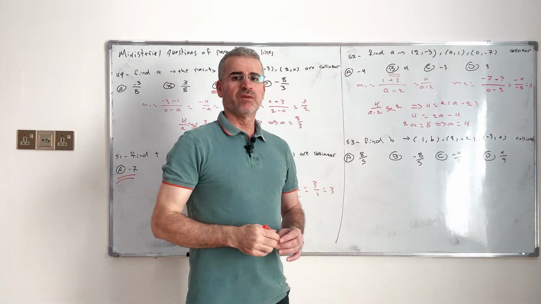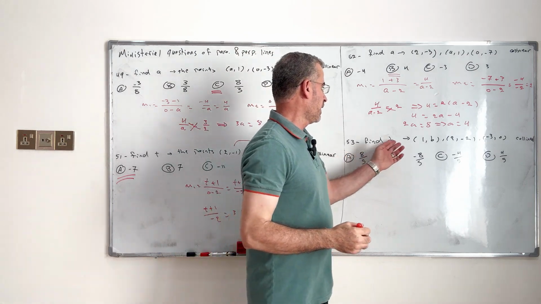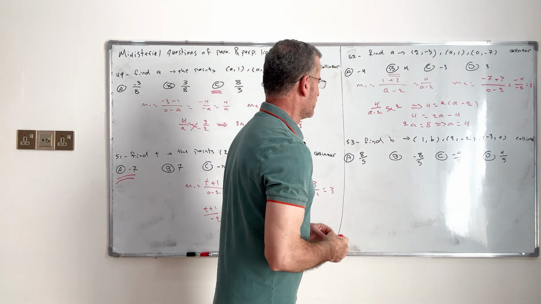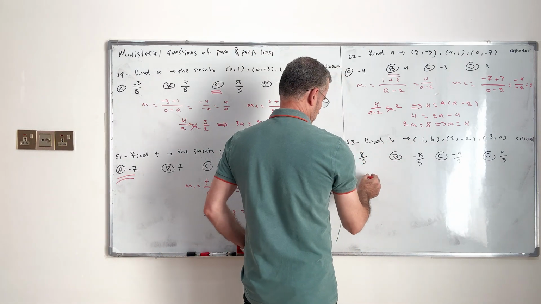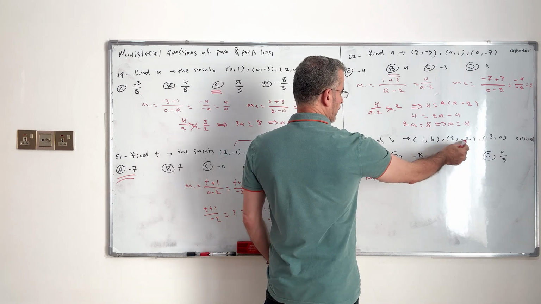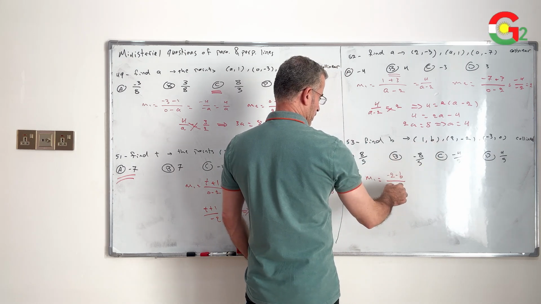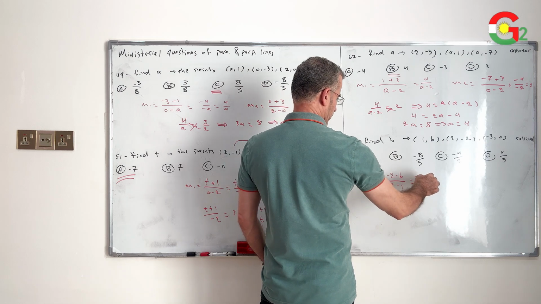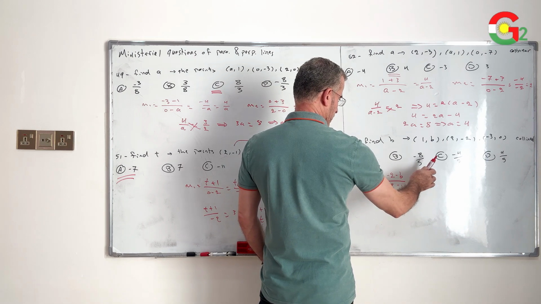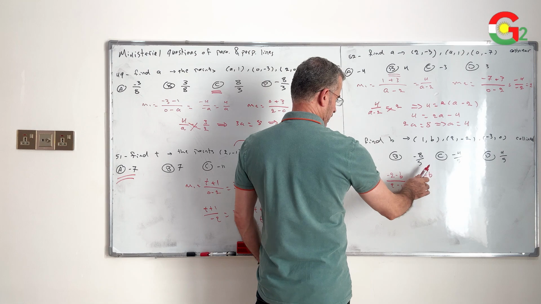Question number 53. Find the value of b so that the 3 points are collinear. m1 equal to -2 minus b over 2 minus 1.